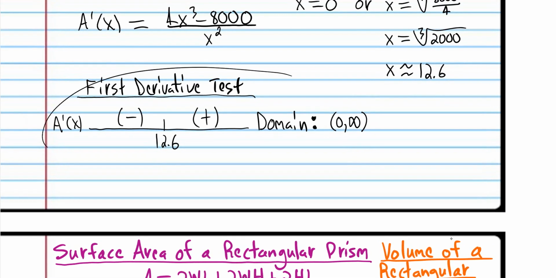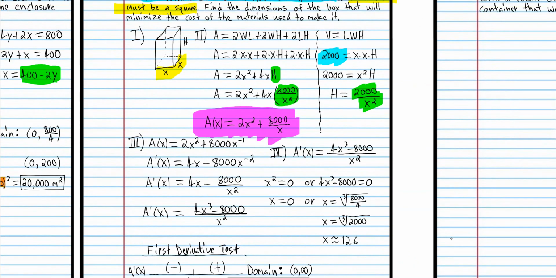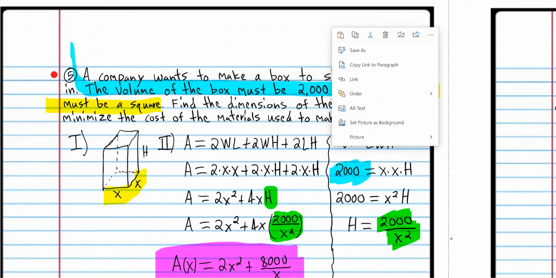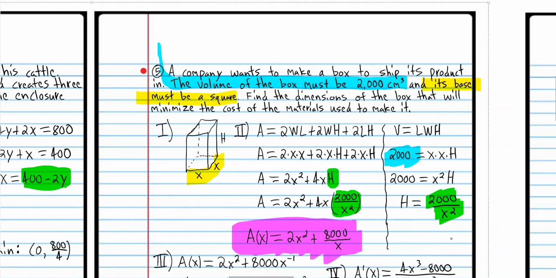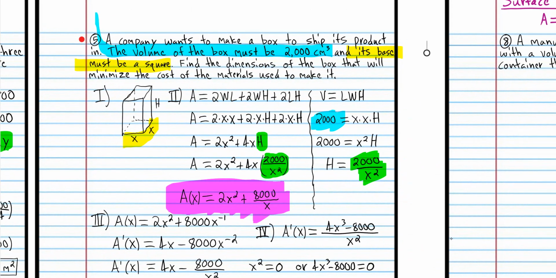So again, this is why students don't want to do this stuff, because it just takes forever. But because I'm your teacher, I have to do it. You're not allowed to just assume that this is the location of a minimum value. Now, this problem asks us to find the dimensions of the box that will minimize the cost of the materials. It doesn't say to find the minimum surface area. It says to find the dimensions of the box that will minimize the cost of the materials used.